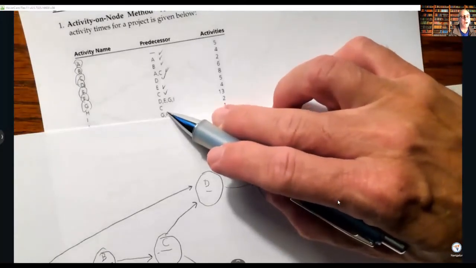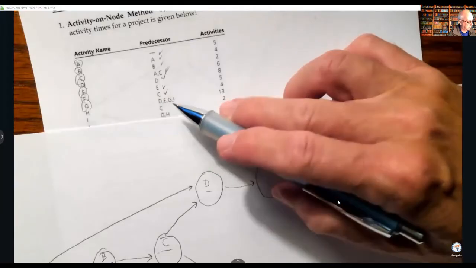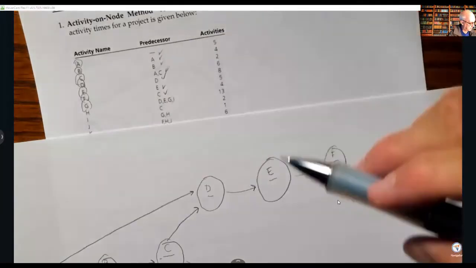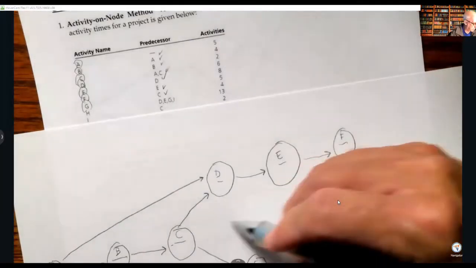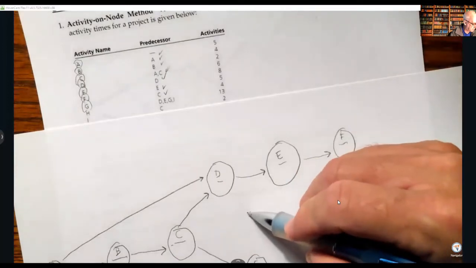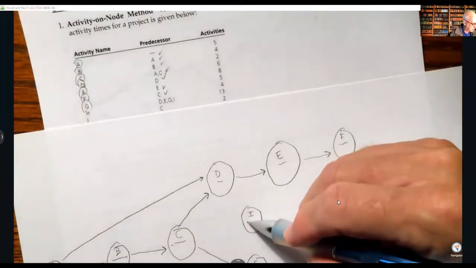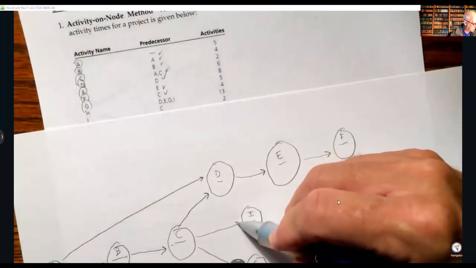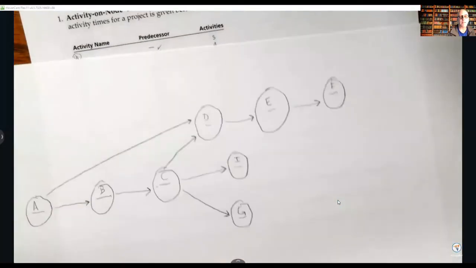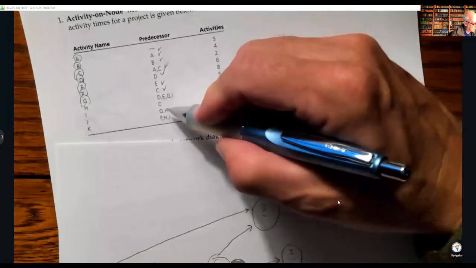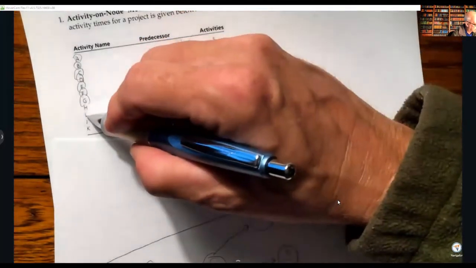I'm going to try to do I. I comes from C. So I'm going to put I here and say it comes from C. And there I have it so far.